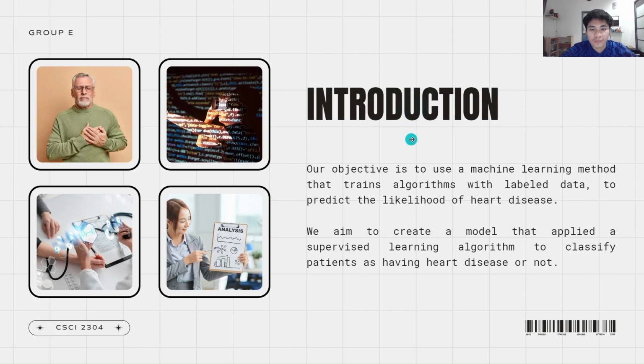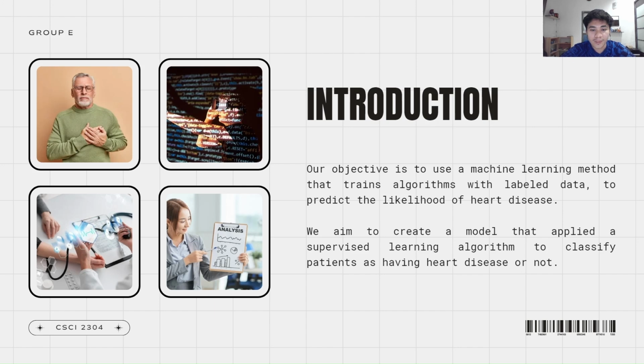So we move on to the first introduction, which is for this project, we use a heart disease diagnosis dataset. We get this data from TensorFlow, which is an open source website. So we aim to build a model that classifies patients into two categories, which is first, those with heart disease and those without.